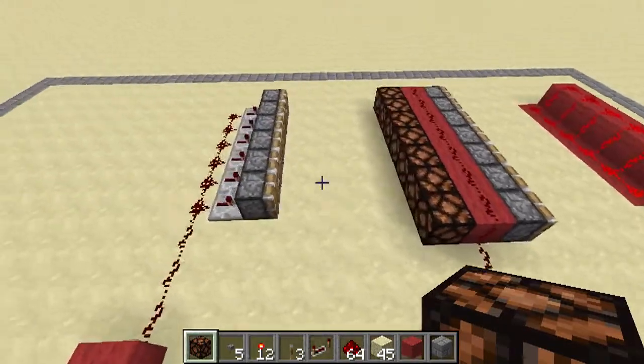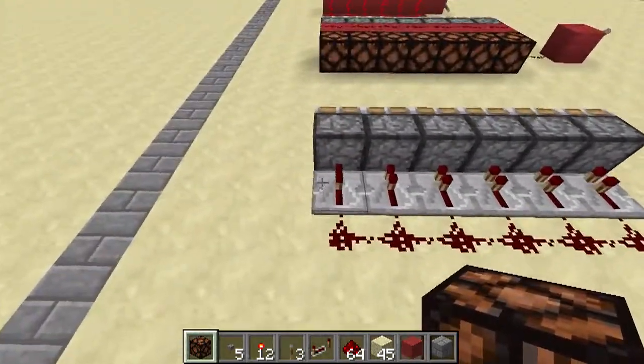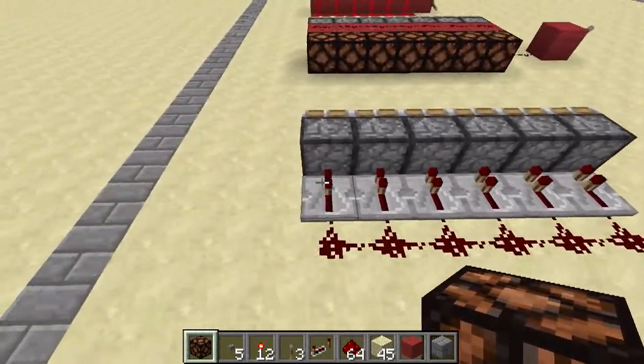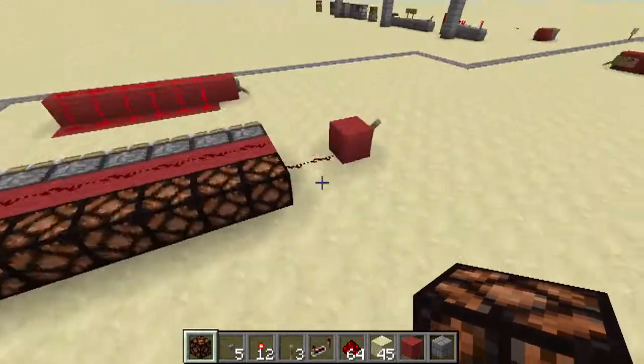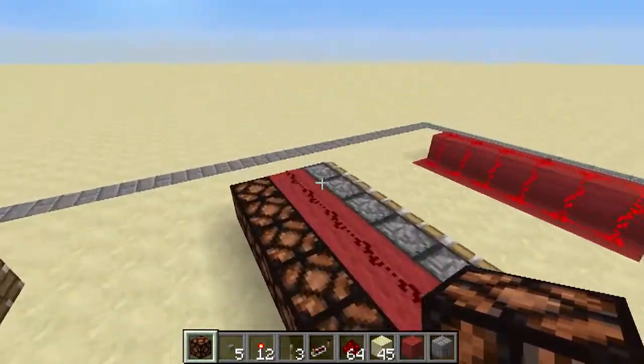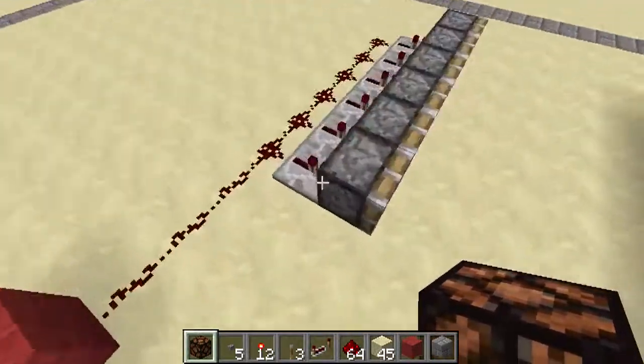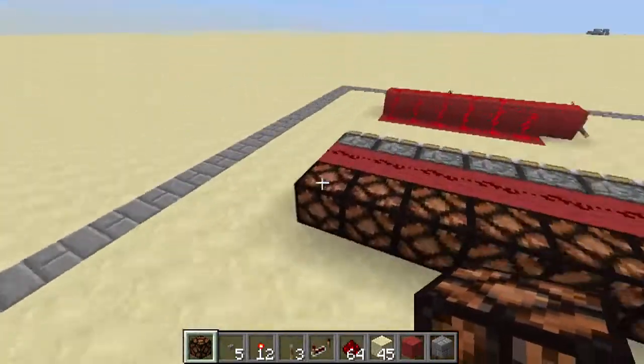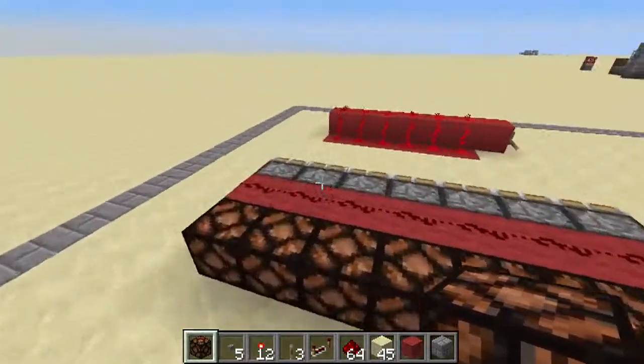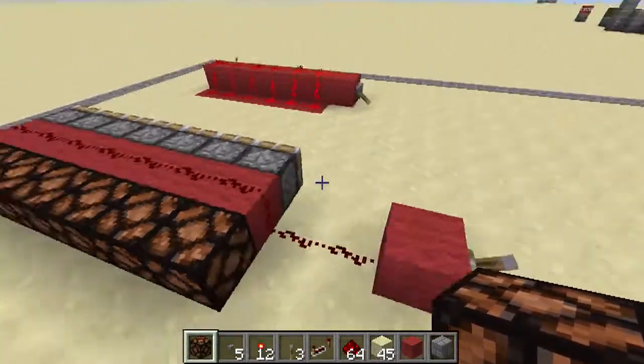However, there are certain situations where this is required, and we'll probably talk about those when those situations arise. But for the most part, if you can get away with this, I would highly recommend using it. So before crafting up a bunch of repeaters in survival, just try this, see if it gives you the results that you're looking for.